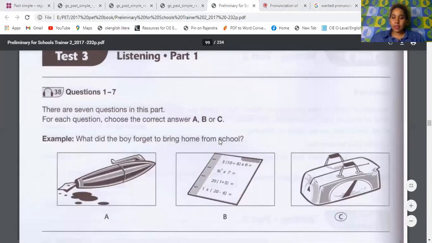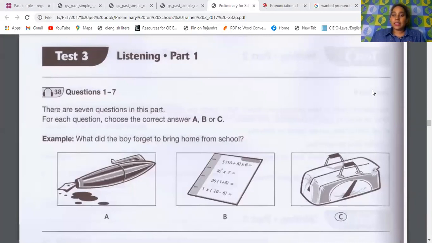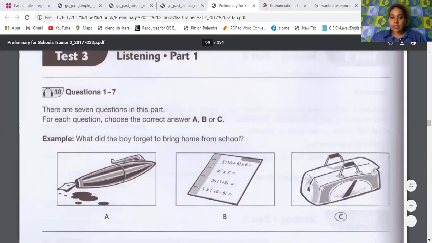Okay, listening. You have done listening with me. What you have to do is select the correct letter after listening to the recording. The recording will play twice, probably. I'm not sure. So I will start. Please keep your mics mute. Don't make noises.